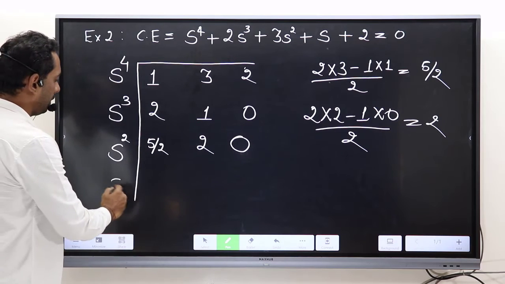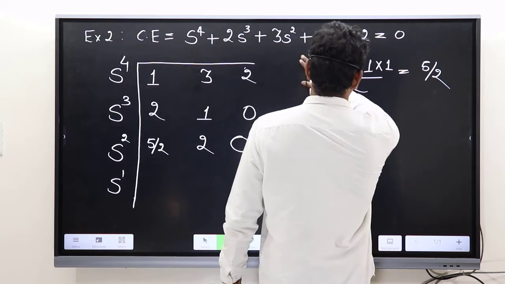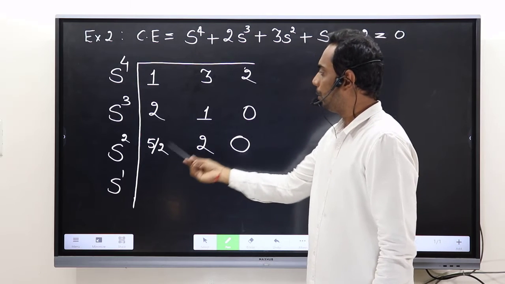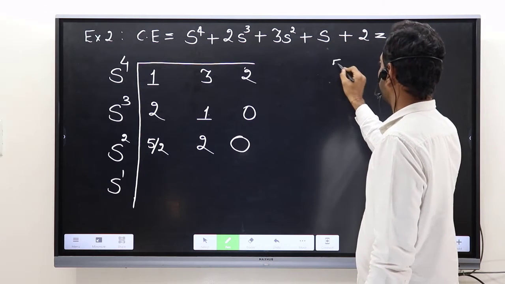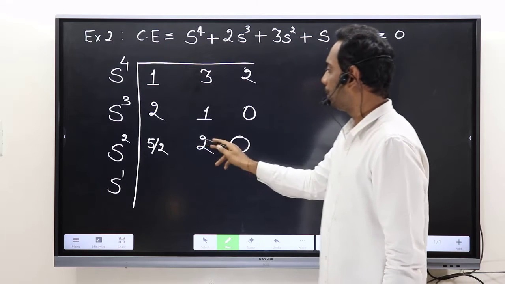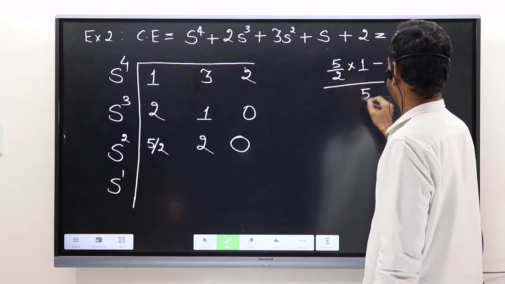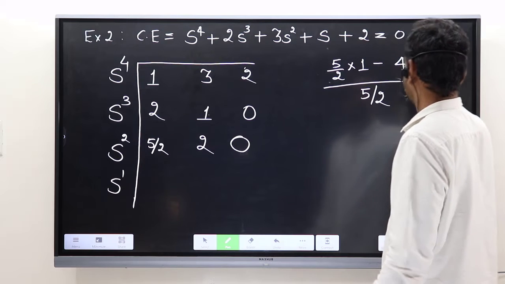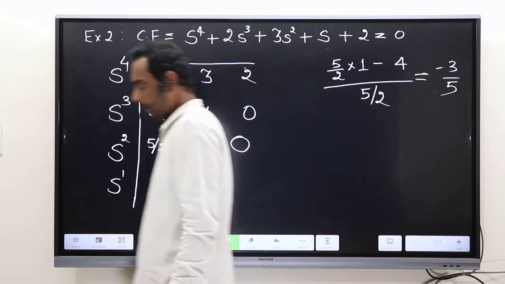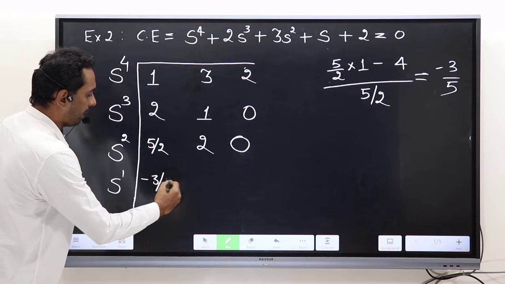0 will come. s raised to 1. Look here. 5 by 2 into 1, so it is 5 by 2 into 1 minus 2 into 2 is 4, 4 upon 5 by 2. If you solve this, this will be minus 3 by 5. So it is minus 3 by 5.